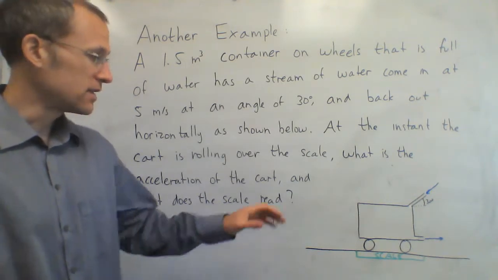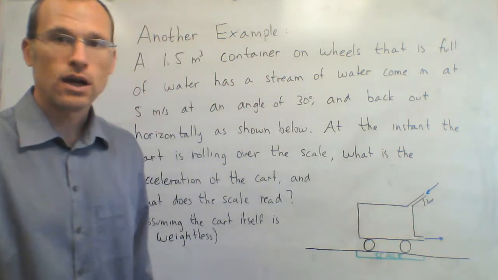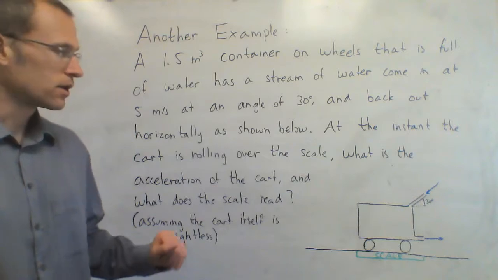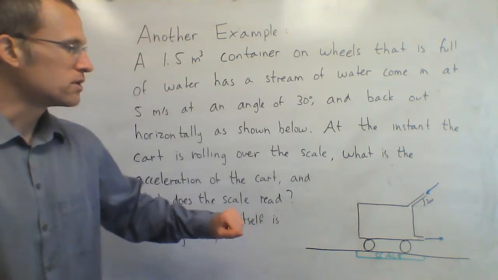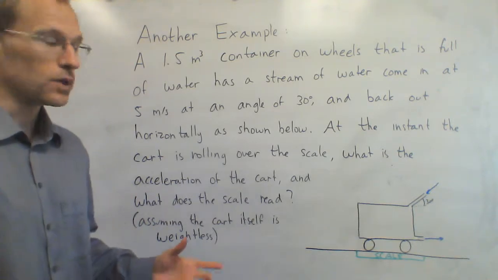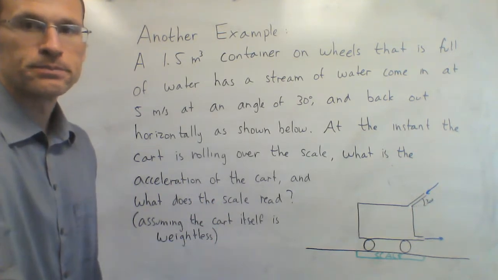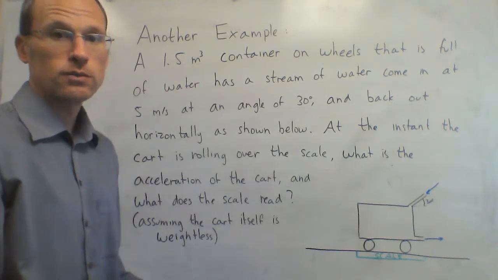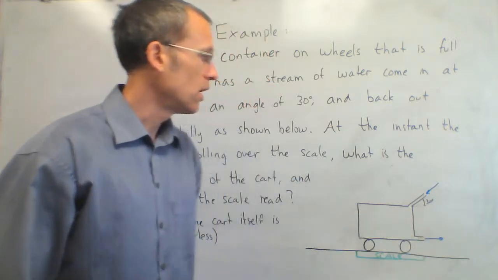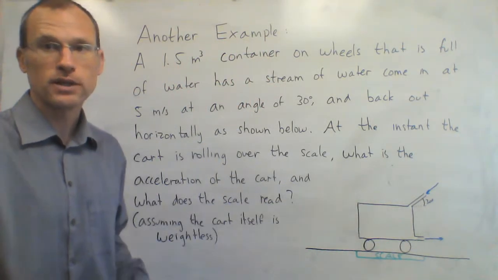Also want to know, at this instant shown, it's rolling over a scale. So what does the scale read? Assuming that the cart itself is weightless. So the cart itself has no weight, but there is the weight of the water inside it to take into consideration. So what's the acceleration, and what does the scale say? We're also assuming that the only way water comes in and out is through these two holes, so it can't come out the top or anything, so those are the only two places water's coming in or out.